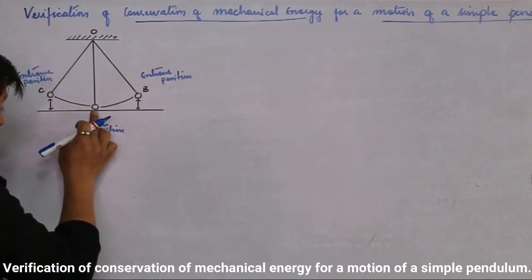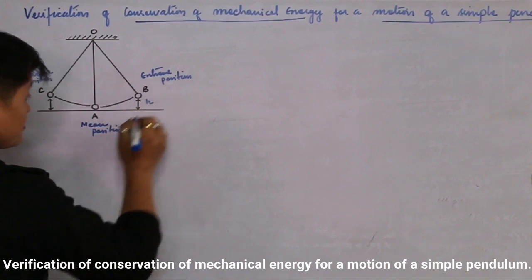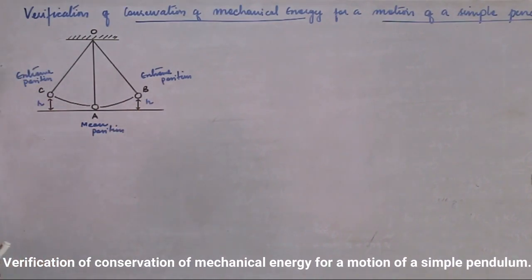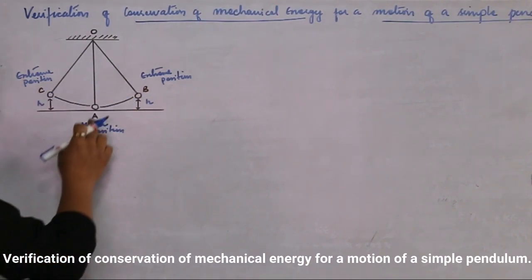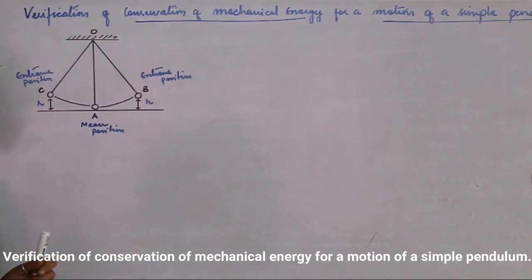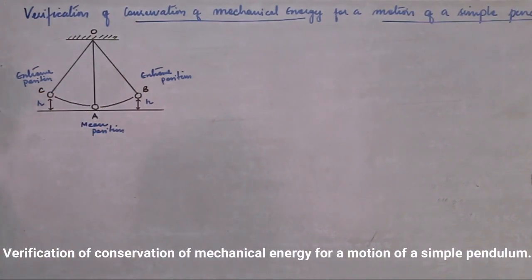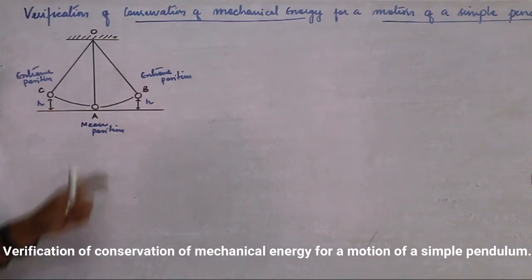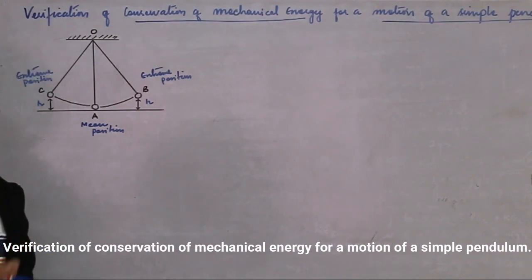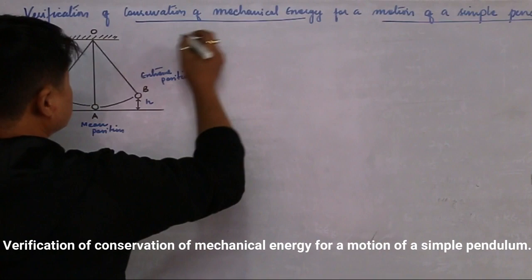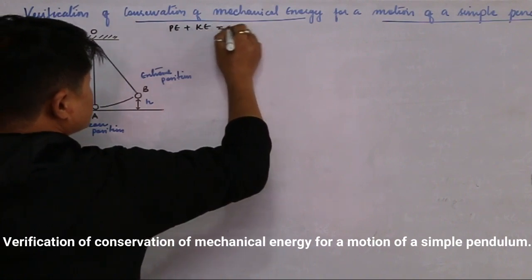Okay, when the bob oscillates at B and C, the bob will be at its maximum height h. When the bob moves from A to B or A to C, kinetic energy converts into potential energy, and when it moves from B to A or C to A, potential energy converts into kinetic energy. At every point, the sum of potential energy and kinetic energy will be constant. So that is the conservation of mechanical energy: potential energy plus kinetic energy is equal to a constant.